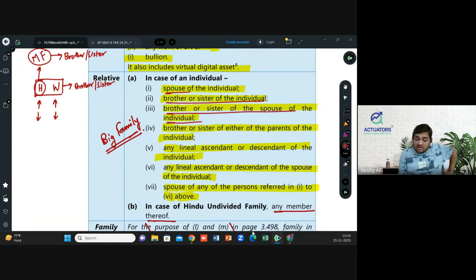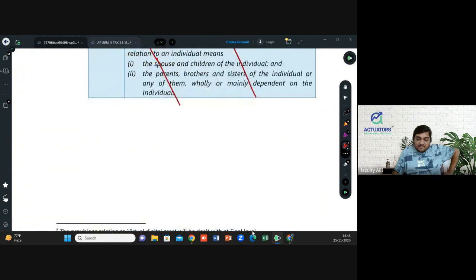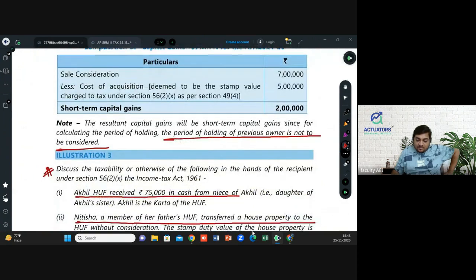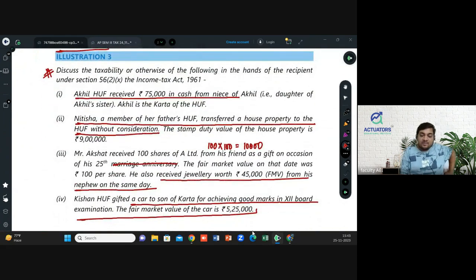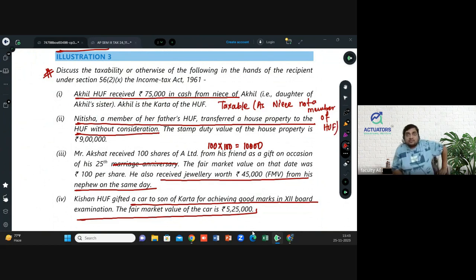एचयूएफ के केस में वही रिलेटिव माना जाएगा जो एचयूएफ का मेंबर है. अखिल एचयूएफ में मेरी बहन की बेटी मेंबर नहीं होगी. सो दिस इज टैक्सेबल एज नीस नॉट अ मेंबर ऑफ एचयूएफ. व्हेन एचयूएफ इज रिसीविंग गिफ्ट इट हैज टू बी मेंबर नॉट रिलेटिव ऑफ सच मेंबर. यहां पे नितिशा इज अ मेंबर ऑफ एचयूएफ, शी हैज गिफ्टेड. सो दिस इज नॉट टैक्सेबल.